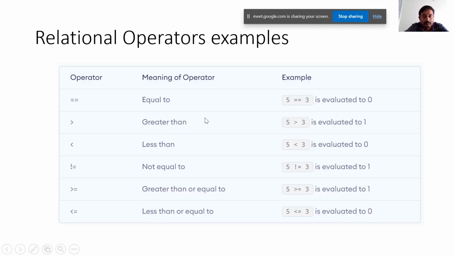This is one example. Here we have 5 equals to 3, so the result will be 0. 5 greater than 3, the result will be 1. 5 is greater than 3, right? It is true, so it will return 1. 5 less than 3 will return 0. 5 not equals to 3, yes, 5 is not equals to 3, so it will return 1. 5 greater than equals to 3, yes, it will return 1. 5 less than equals to 3 will return 0, because it is false. So this is regarding relational operators.